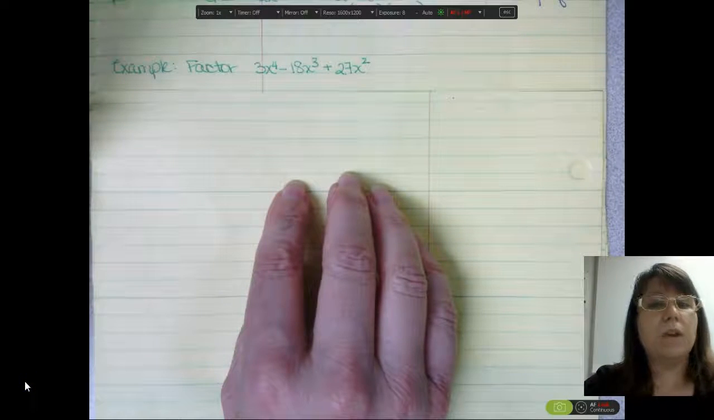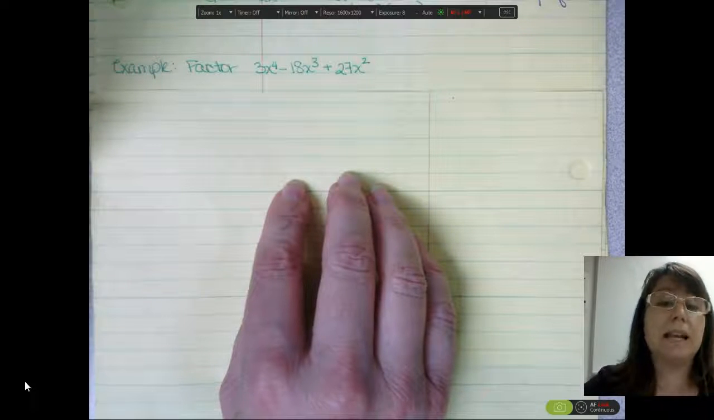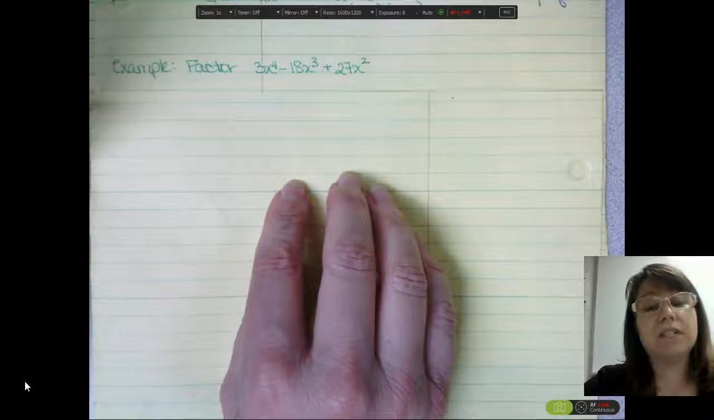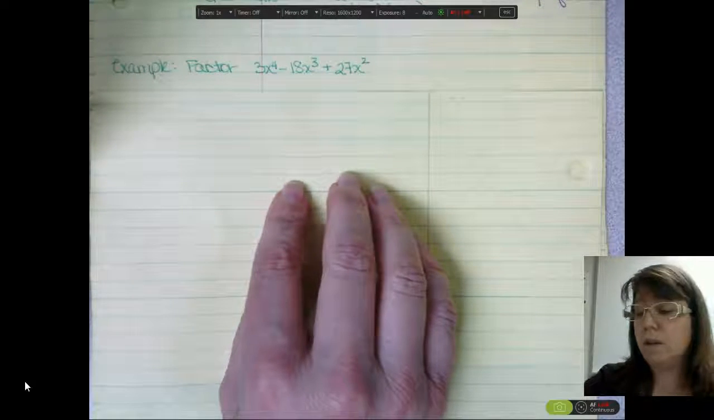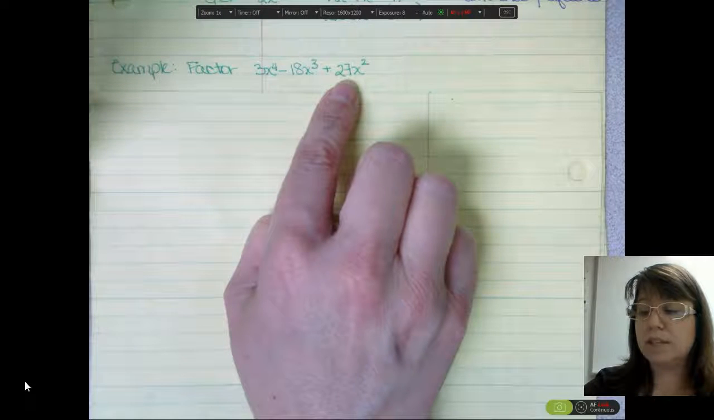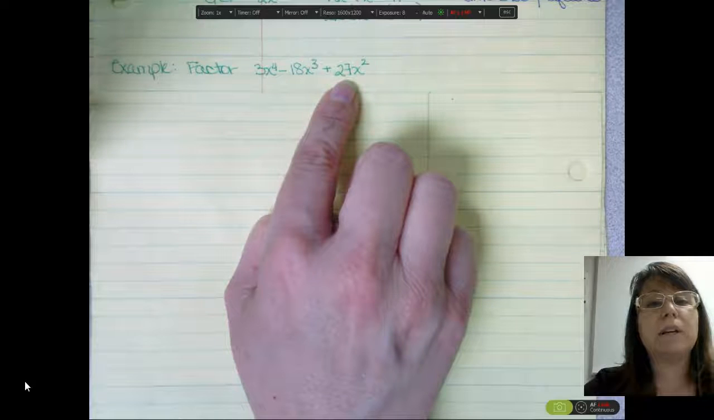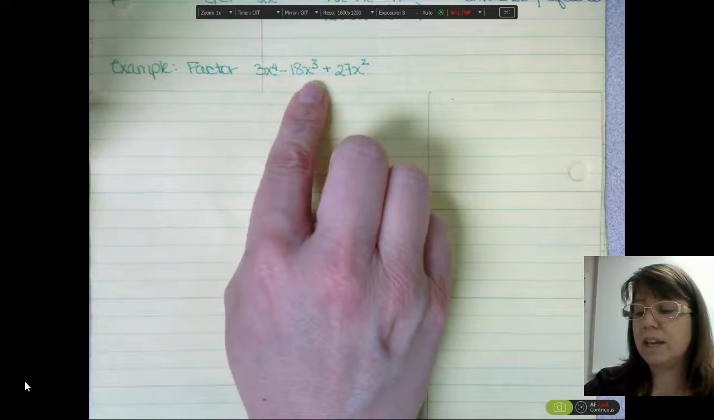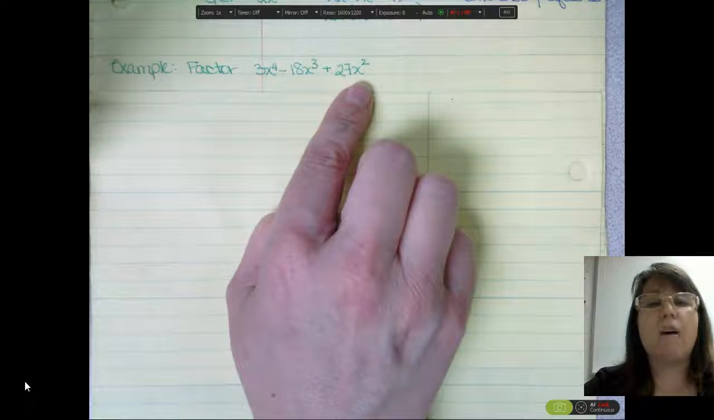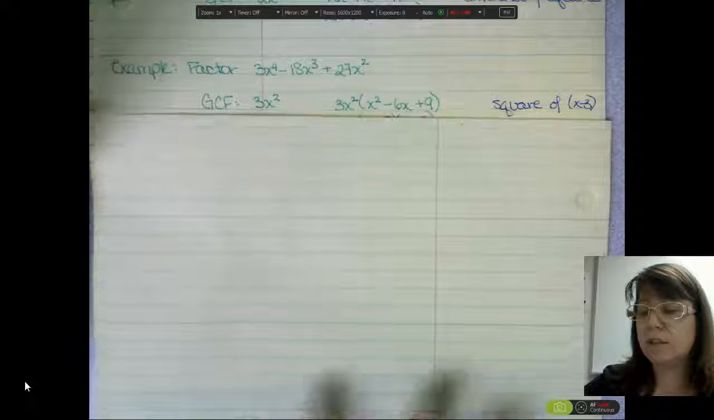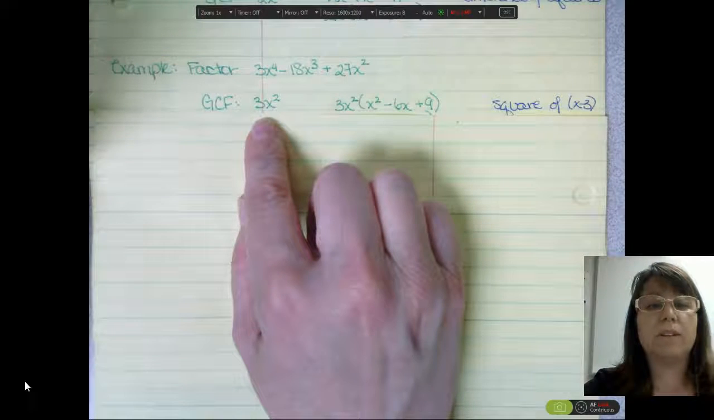Let's try another one. 3x to the 4th minus 18x cubed plus 27x squared. Again, first step, let's look to see if the GCF can be pulled out. Well, 3 is definitely in 3. 3 is in 18 and 3 is in 27. So we definitely can pull out a 3. x squared, x cubed, and x to the 4th, x cubed, and x squared. They all have an x squared in it. So it looks like the GCF is going to be 3x squared.